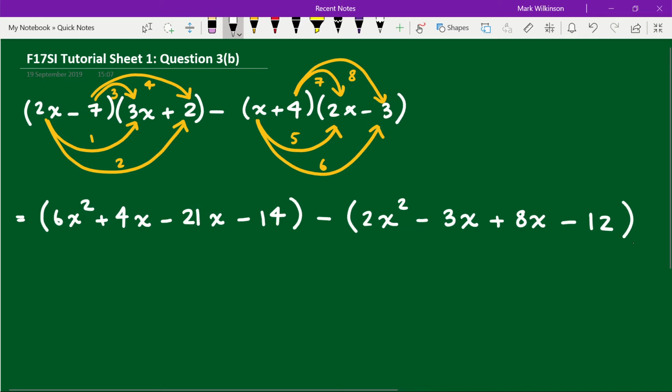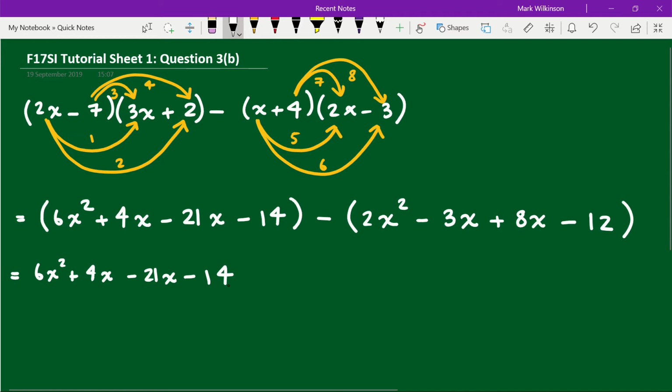Okay, now there's not much happening in this very first term in the big brackets. There's no factor pre-multiplying anything in the brackets, so we can simply drop the brackets. We get 6x squared plus 4x minus 21x minus 14. However, in the second big bracket, we have a minus sign sitting on the outside. So that's equivalent to multiplying every term in the brackets by minus 1. So we need to keep track of our signs.